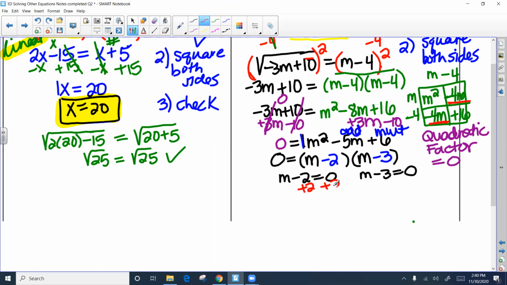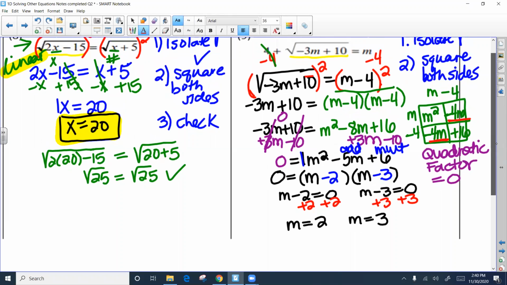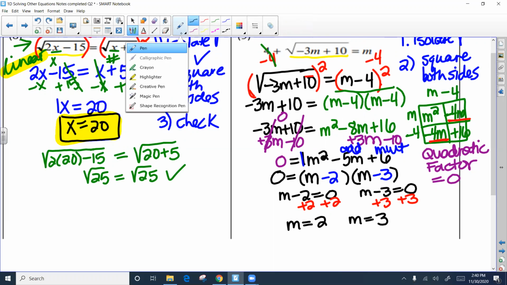So this one I add 2. So we get m equals 2. And on this equation, I add 3 to get the m by itself, and we get m equals 3. Okay, m equals 2 and m equals 3. All right, finally, we've got our solution. So as we can see, there was a lot more algebra here. I had to multiply these out here. I had to square that. And then I also had to solve a quadratic equation on this one.